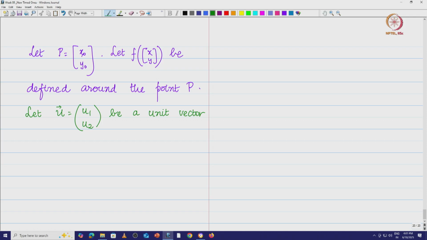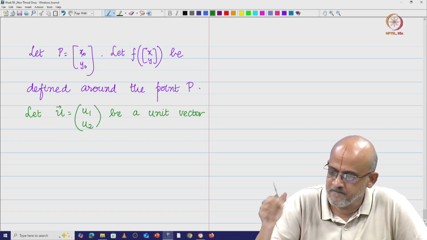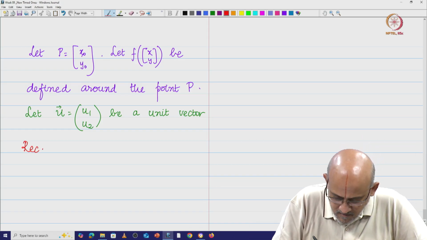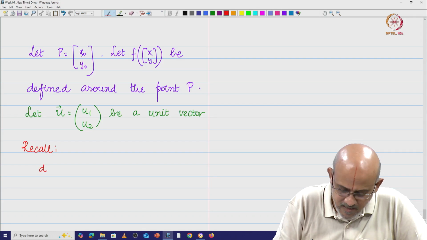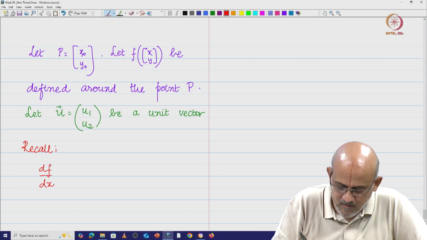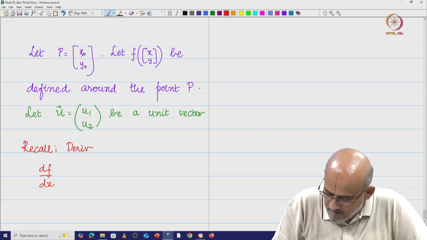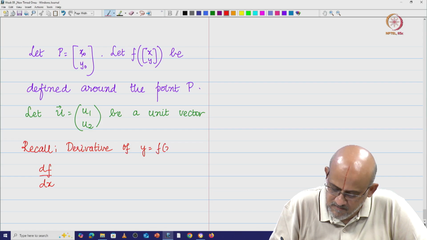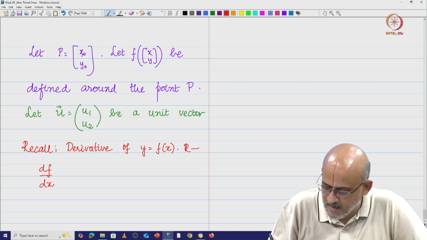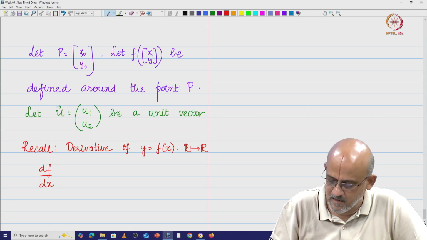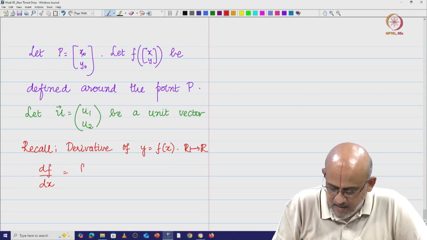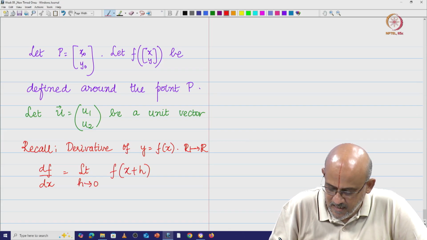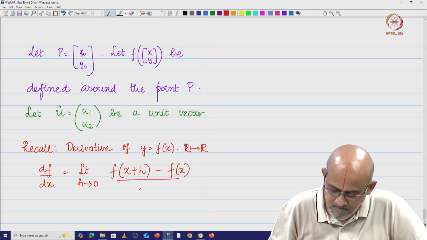Now let us just do a small recap here before we get to what we are trying to say. Let us quickly recall the derivative of a function of a single variable, df by dx. The derivative of y is equal to simply f of x. That means this function is going to map R to R, right. So we have df by dx, which is basically given by limit h tending to 0 of f of x plus h minus f of x, divided by h, alright.